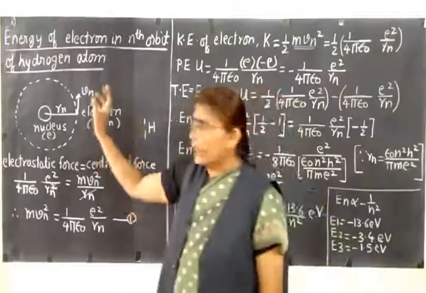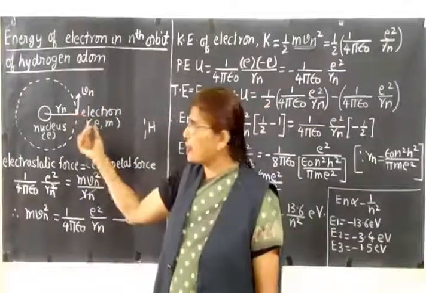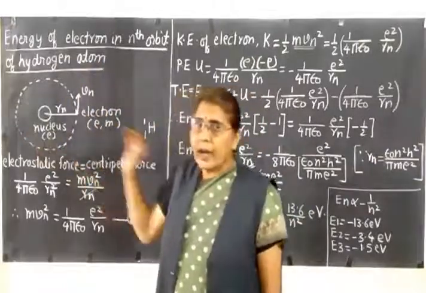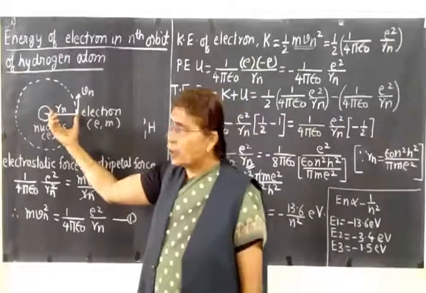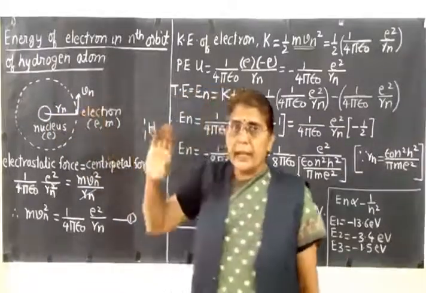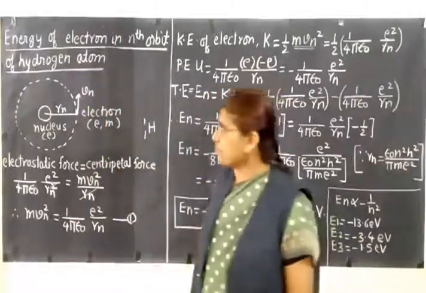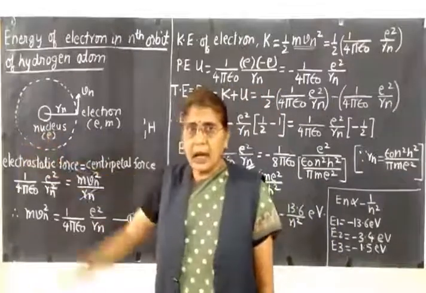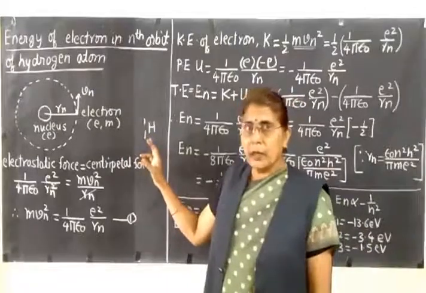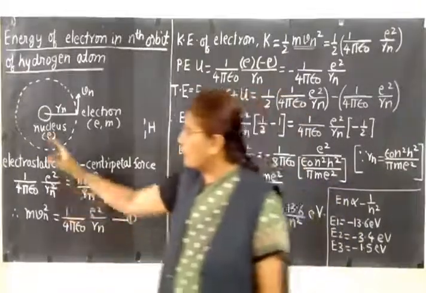So we have a figure for the circular motion of the electron. We have an electron of charge e and mass m revolving around the nucleus of the hydrogen atom in the nth circular orbit of radius Rn with a velocity Vn. The direction of the velocity is tangential to the circle at any point. Let us find out the charge of the hydrogen nucleus. The hydrogen nucleus contains only one proton. Charge of one proton is e. Therefore, the charge of the hydrogen nucleus is e.